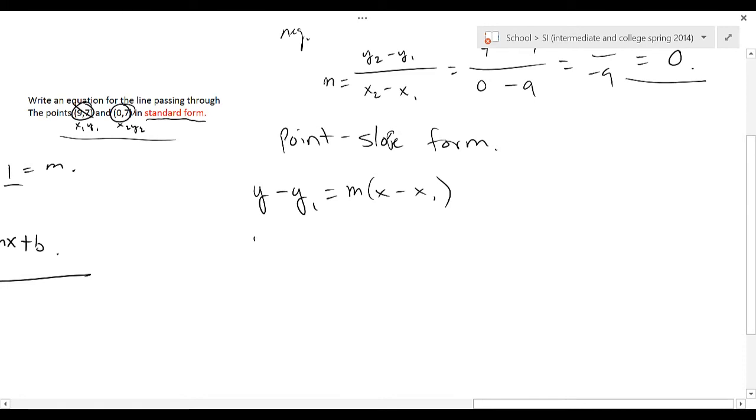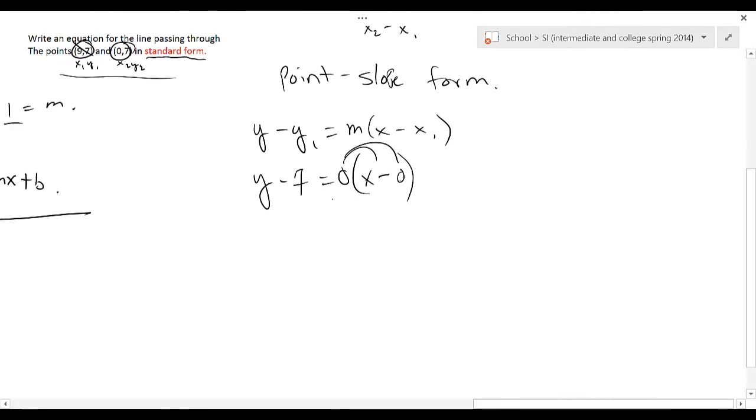So I've got y minus 7 equals, what is my m? 0. So equals 0 times x minus 0. Okay, so I've got 0 using my distributive property. 0 times x, well that's 0. 0 times 0 is 0. So this entire side is just 0. So I've got y minus 7 equals 0.